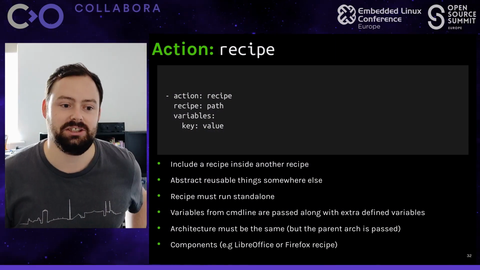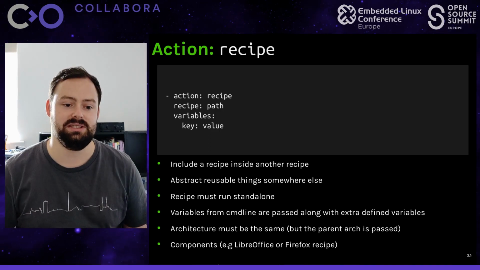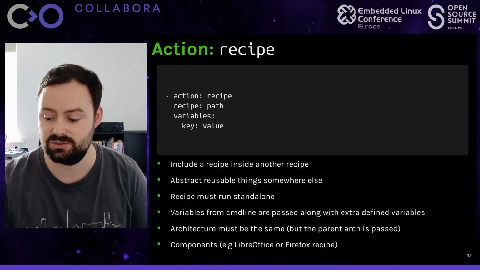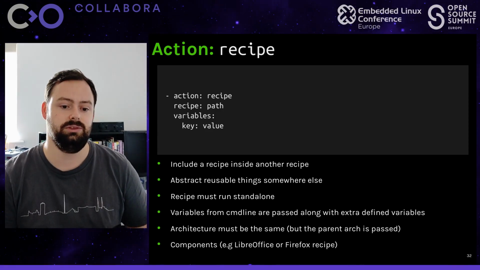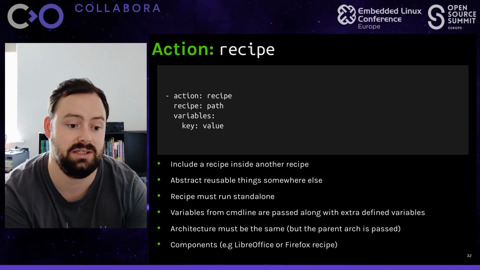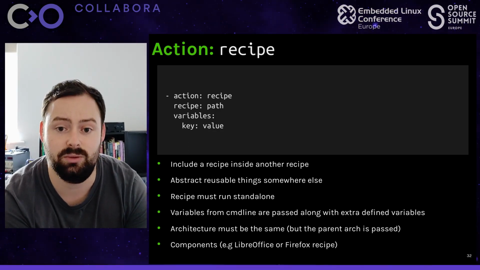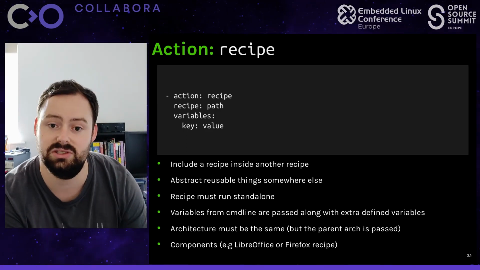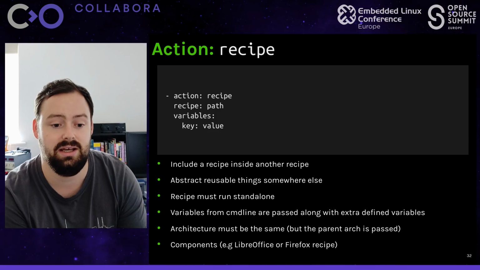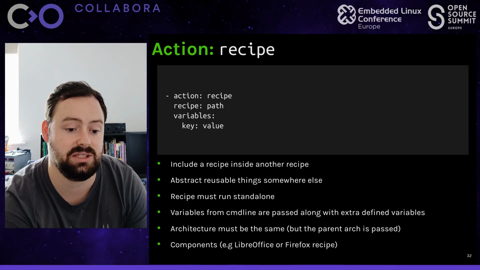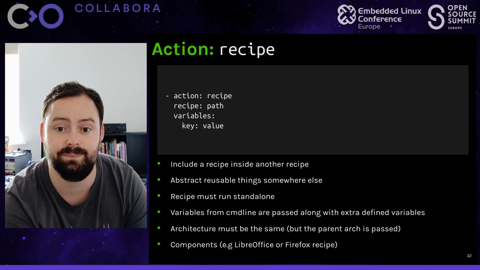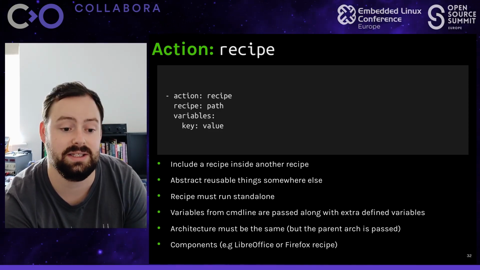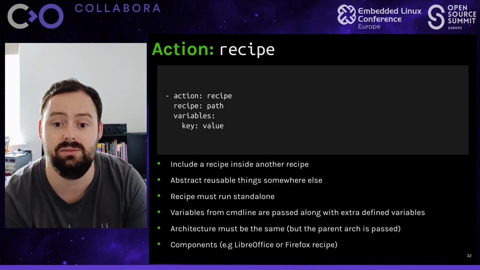This also brings me to the recipe action, which allows you to include recipes inside other recipes, which is quite powerful because it allows you to abstract things elsewhere. So you can also pass variables in here. So for instance, you could use this for components. So you can have a recipe component that installs LibreOffice, as well as setting up all the configuration files there. Or you could have a recipe that installs the debug version of your application, and then just hides all the implementation detail of that in a separate file, which is quite nice.